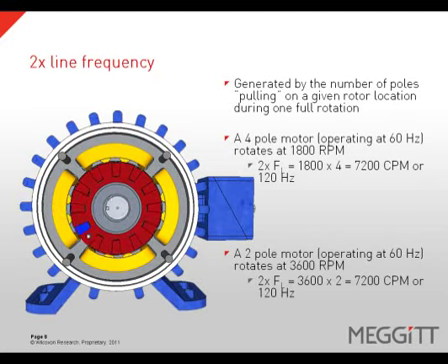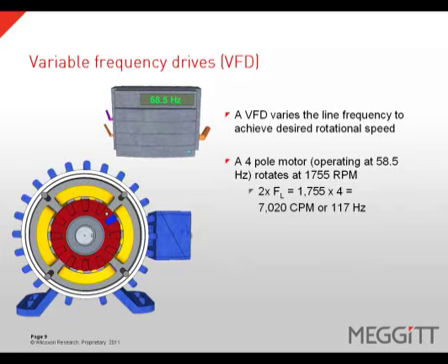So to determine 2 times line frequency, we take 1,800 times 4 poles and get 7,200 CPM or 120 Hz. A 2-pole motor operating at 60 Hz rotates at 3,600 RPM. Our 2 times line frequency can be calculated by taking 3,600 RPM times 2 poles, and we get 7,200 CPM or 120 Hz. With variable frequency drives, the motor speed is controlled by varying the frequency of the applied voltage.